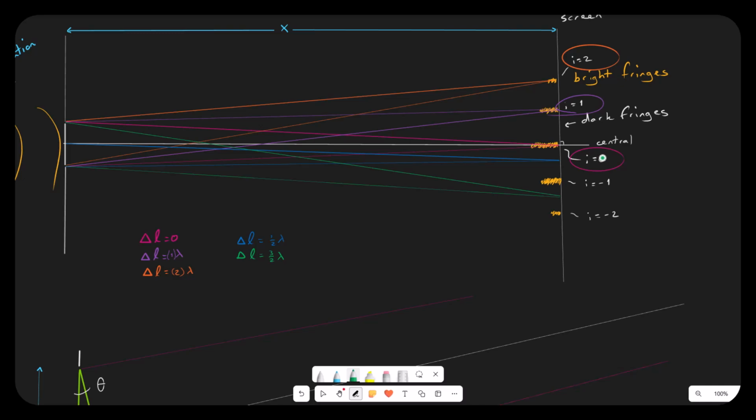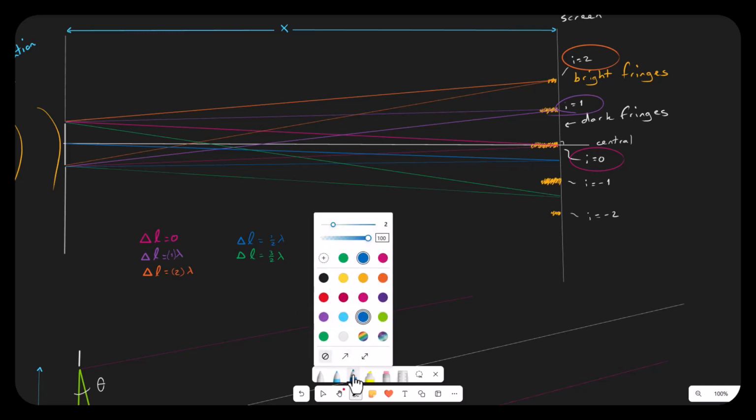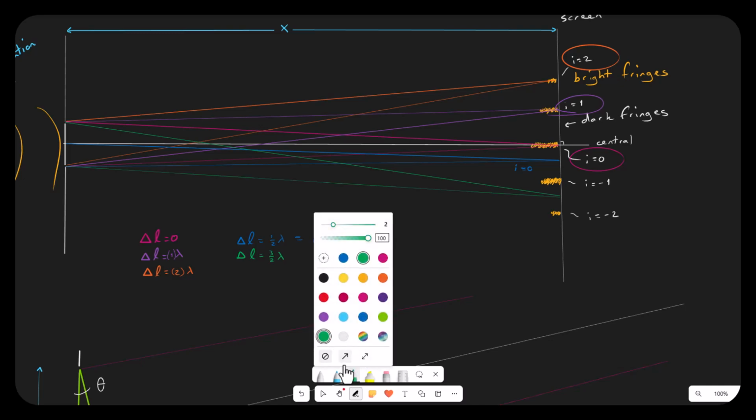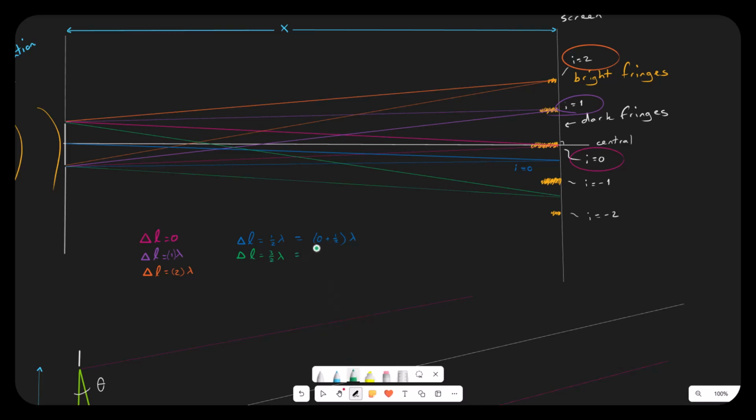This was my I equals 0 central max. This one is going to be my I equals 0 minimum, because I'm going to say this is 0 plus a half times lambda. My green one was 1 plus a half times lambda, which makes this my I equals 1 minimum.